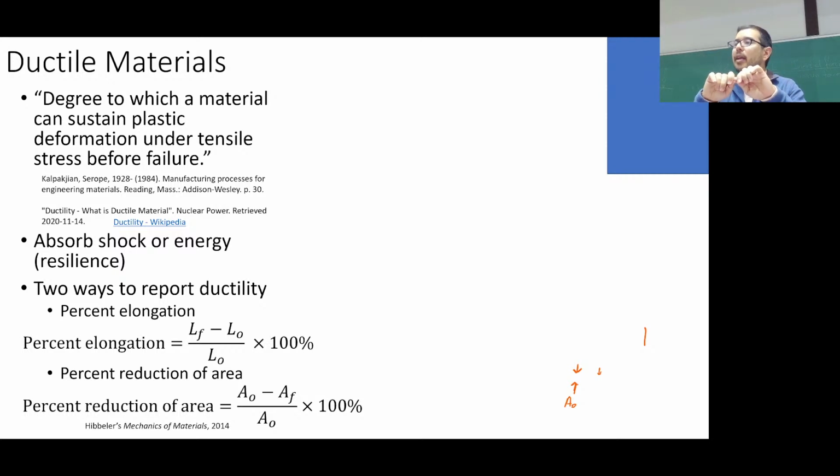So if I bend it and crack it like this, it's a brittle material, and if you look at it, it's really quite flat. The cross-sectional area has not changed much, and if I were to do a tensile test to figure out how much this thing stretched, it would have very low percent elongation. That's a brittle material. So ductile materials are just the opposite. Think of your rubber bands.